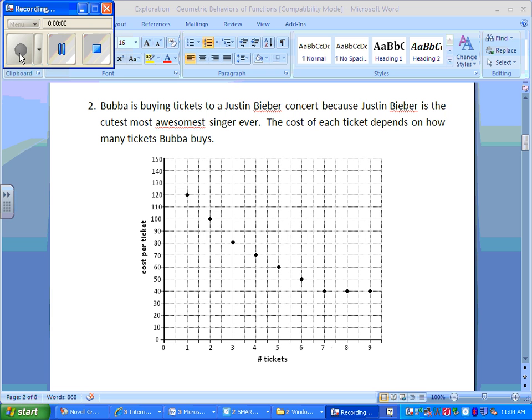A guy named Bubba is going to buy tickets to the Justin Bieber concert. You with me so far? No. The cost of each ticket depends on how many tickets Bubba buys. Sometimes you go to a place and they'll say the more tickets you buy, the better price you're going to get. You ever did something like that?